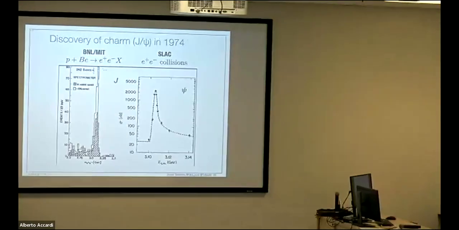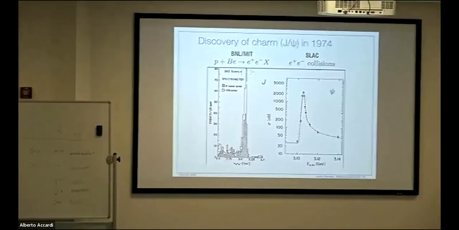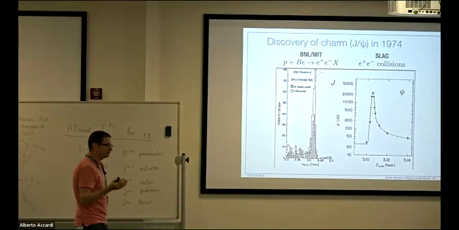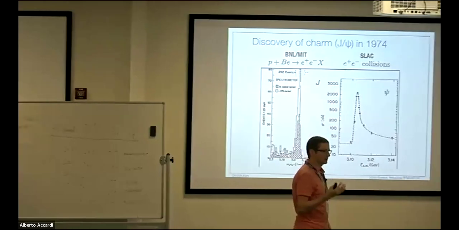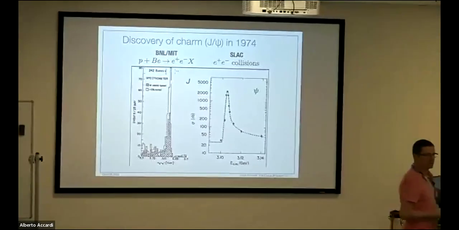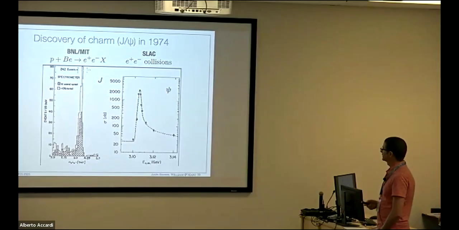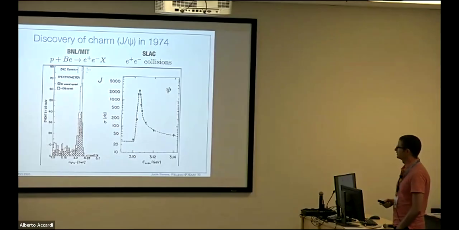Almost 50 years ago, or a little more than 50 years ago now, there were two experiments that were trying to look at things that were heavier than what had been observed in the up, down, and strange quark sector. One of them was happening at Brookhaven National Lab. It was a proton beam hitting a beryllium target, and they were looking at electron-positrons that were produced there. Another one was happening at SLAC. This is a lab in California where they were looking at electron-positron annihilation. Two experiments happening at the same time, two separate collaborations.